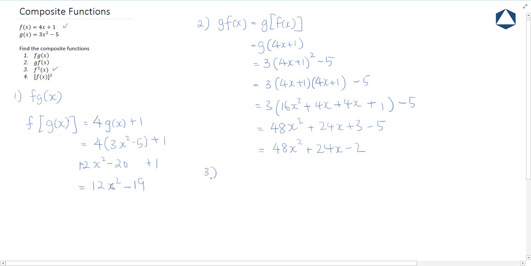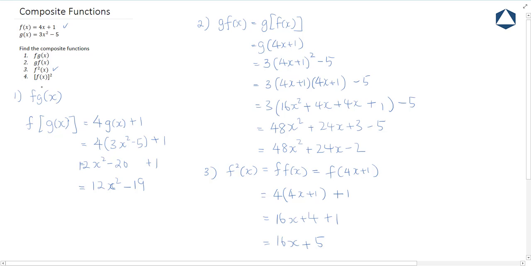So number 3 here will be f of f of x. So this is not function f to the power of 2. Instead, this is actually f of f of x. So we will input function f into function f itself. In this case, function f is 4x plus 1. So we will input this into the function, so that will be 4 bracket 4x plus 1, plus 1. So we expand the bracket, that's 16x plus 4 plus 1. So finally, that's 16x plus 5.